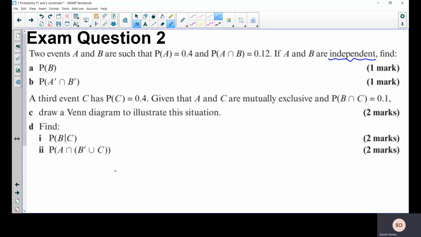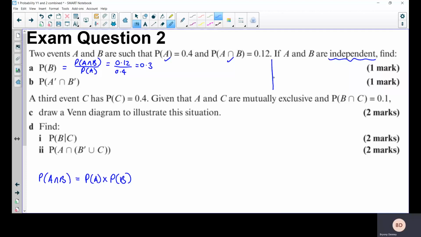So you can refer to any probability formula in your formula booklet, in particular the independent section, and this is what we're using in the previous question. This formula is going to be super helpful because the events are independent. We're told that. So I've got the intersect, I've got the probability of A, so I should be able to find the probability of B because it will be the probability of intersect divided by the probability of A. So that's going to be 0.12 divided by 0.4, and I'll get 0.3.